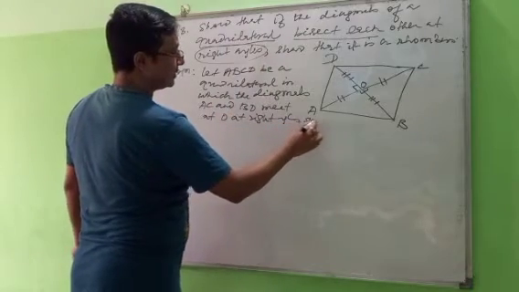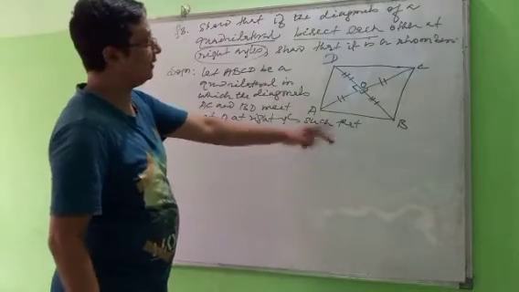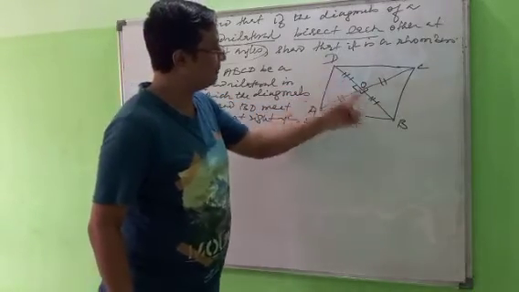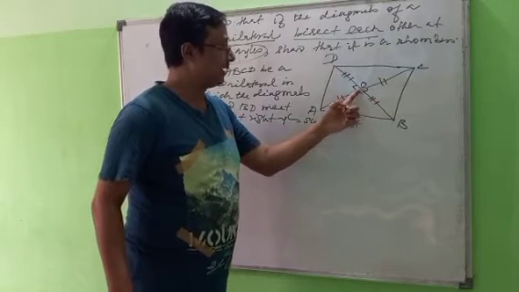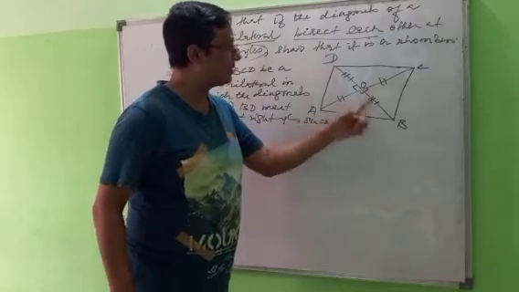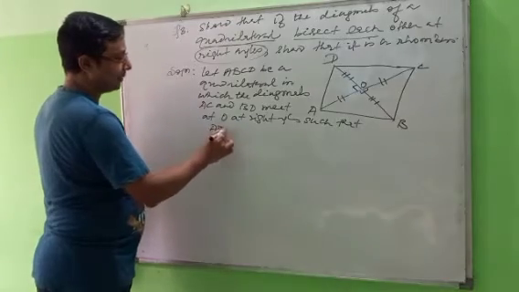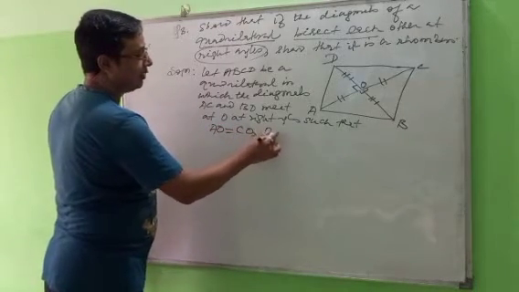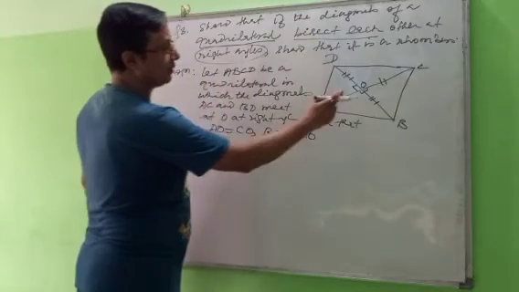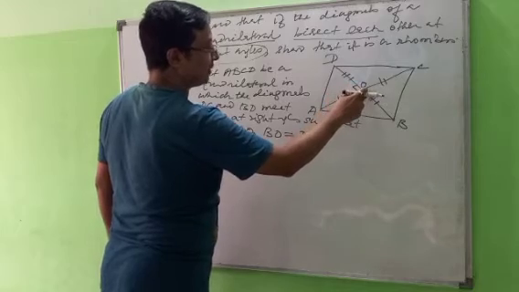So such that their diagonals bisect. So these two diagonals AC and BD bisect each other at O. That means O is the midpoint of AC as well as of BD. So such that AO equals CO and BO equals DO, and the two diagonals meet at right angles. So here at the point O, each of the angles you will get is 90 degrees.